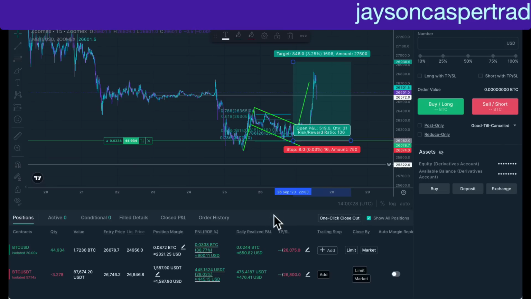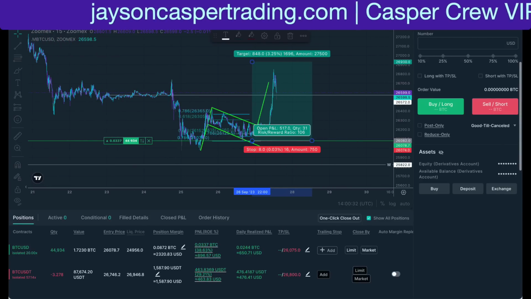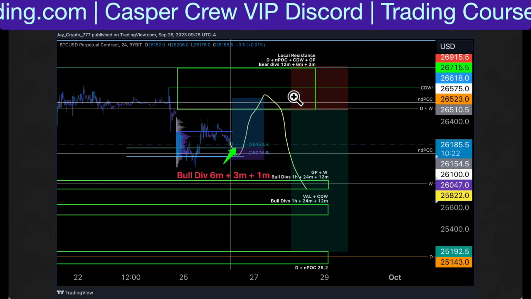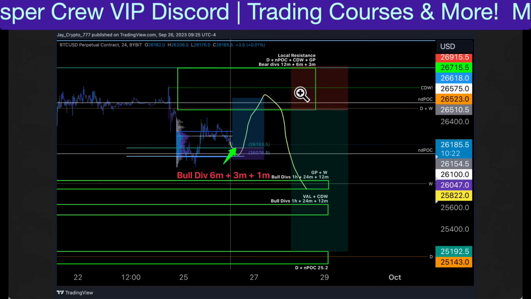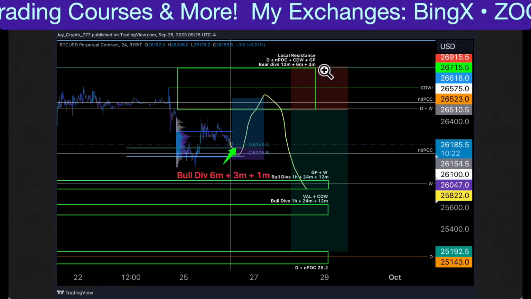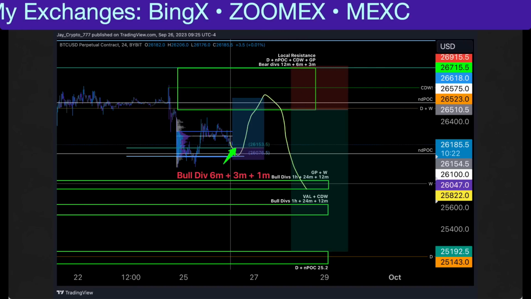So yesterday I had a trading plan to basically take a long from around 26,100. This is the setup that we gave in the Casper Crew VIP Discord. And then I was going to be looking for a short around this big zone up here. Now you can see there's a lot of levels right here, and there's probably 3 areas where I would be looking for a short trade.